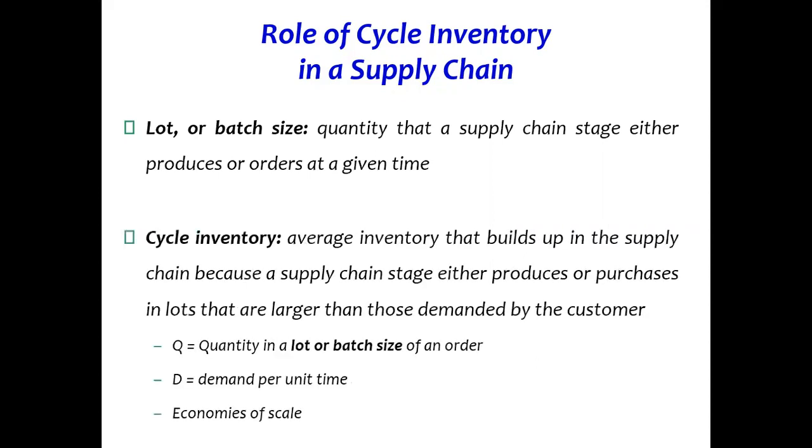So then we said that because this lot size or batch size is to focus economies of scale, that leads to quantity more than the demand that we have for a certain period. So agar hum zyada quantity purchase kar rahe hain, so it builds up an inventory in the supply chain, and that average inventory is also called cycle inventory.